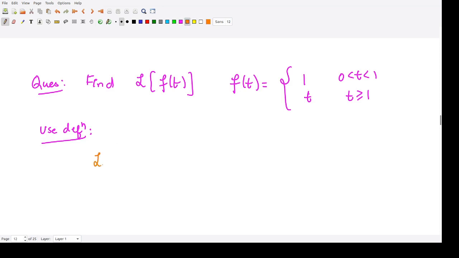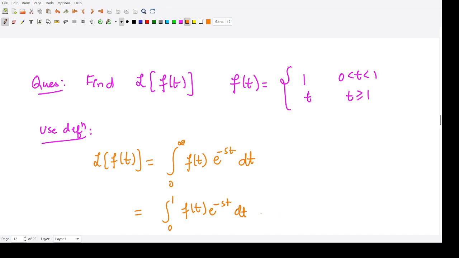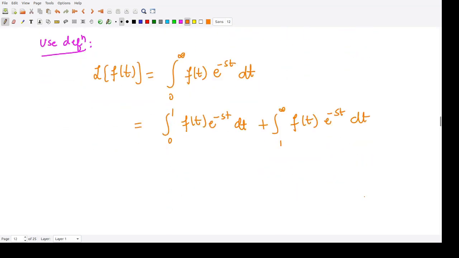By the definition of Laplace transform, it is equivalent to the integration from 0 to infinity of the function f of t e to the power minus st dt. Now because the limits are from 0 to 1 and then from t varying from 1 to infinity, we could break this limit. So we would have 0 to 1 of f of t e to the power minus st dt, and then the limits varying from 1 to infinity of f of t e to the power minus st dt. So this is what we got.